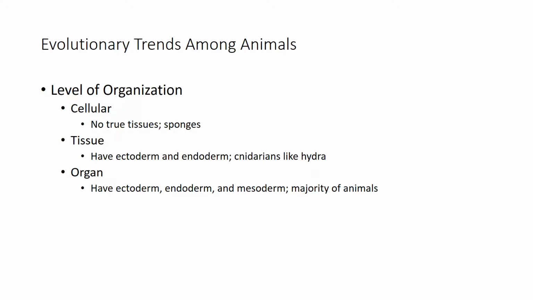And then the majority of animals have certain organs. They have an ectoderm, endoderm, and mesoderm that help make up those three germ layers. And so they are actually making the animal have definite organs.